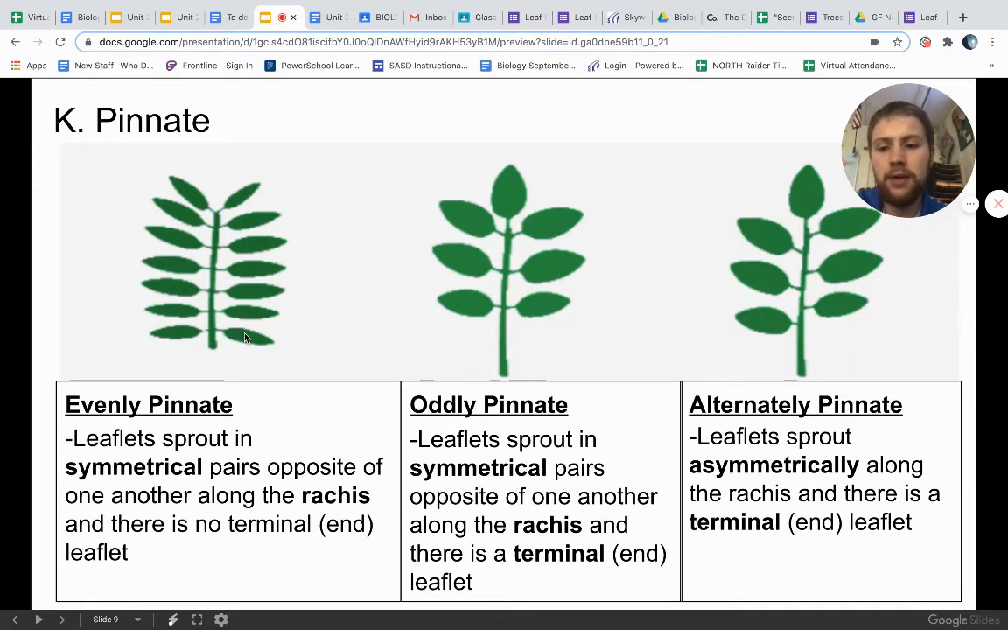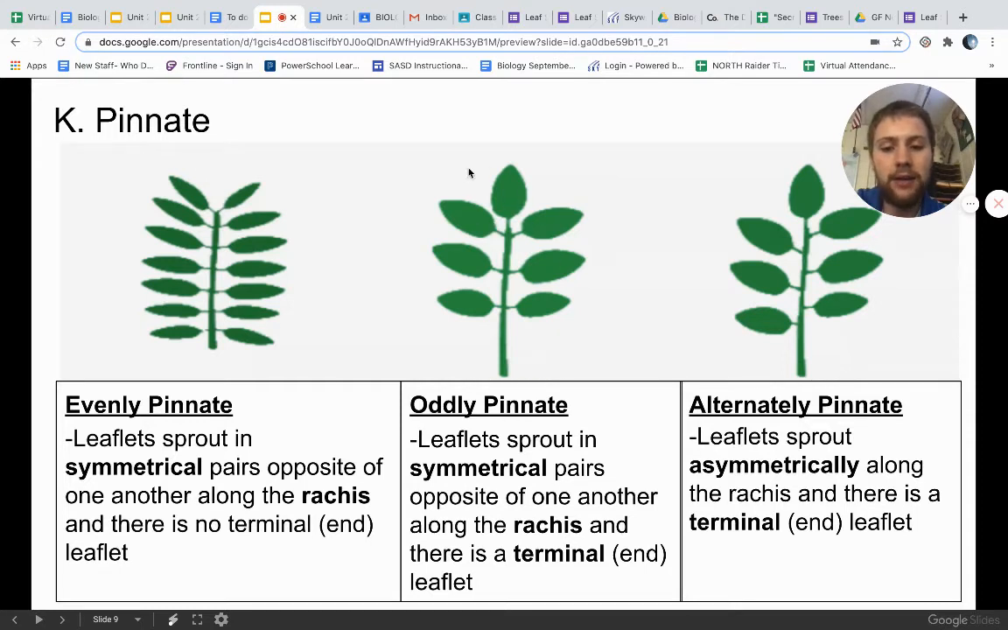They're perfectly across from one another, and there's an even number: 1, 2, 3, 4, 5, 6, 7, 8, 9, 10, 11, 12, 13, 14. So they're evenly pinnate. And these leaflets sprout in pairs opposite of one another along that rachis. So the rachis is right here, remember? The little petioles would be here, connecting that rachis to the leaflet. But there is no terminal end here, no leaflet on the end, as you would see here.